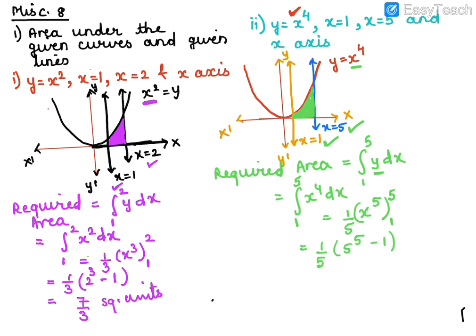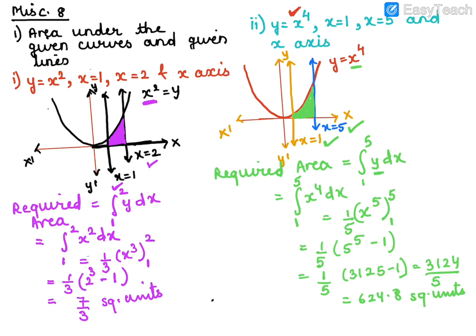minus 1. So we get 5 5s are 25, 25 5s are 625, and 625 5s are 3125. So I get 3125 minus 1, that's equal to 3124 divided by 5, and we write the answer in decimal. That's 624.8 square units. Though in the textbook this square unit is not mentioned, but it's area, better to write it down that way.